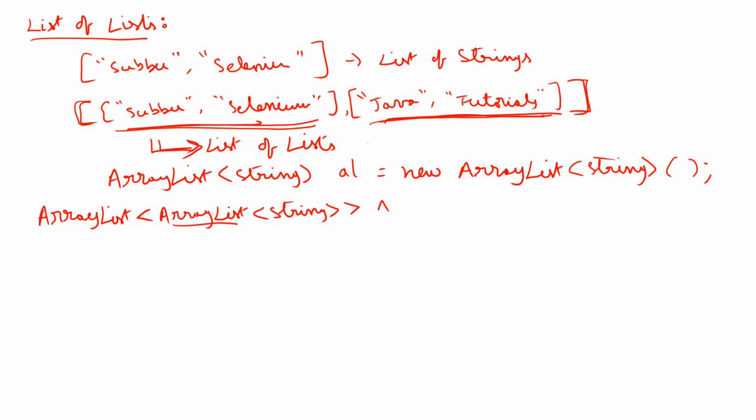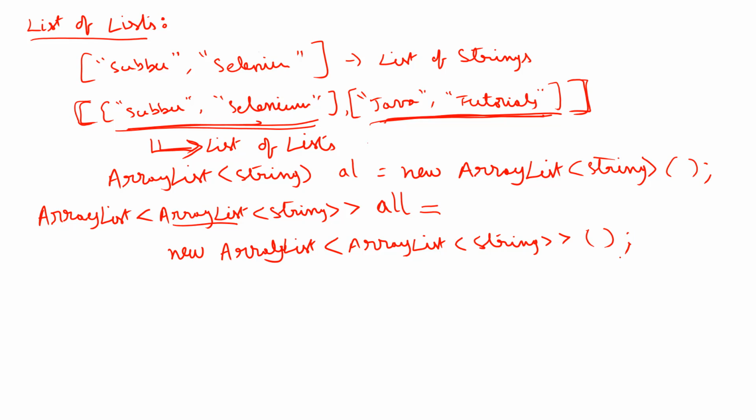So I'll say ALL, ArrayList of ArrayList, equals new ArrayList of, again this is ArrayList, and this internal list is of string type. So String, and close the angular brackets and then these brackets and semicolon. So this is how we can create an ArrayList of ArrayLists.